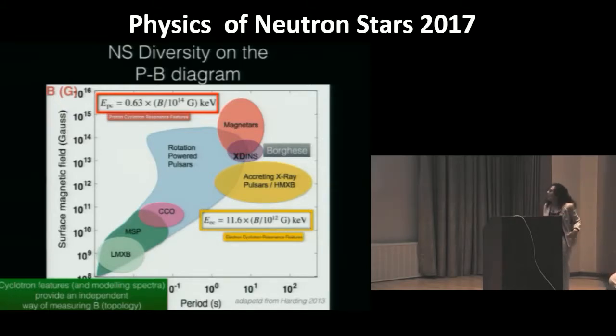All right, thank you. And so this is, again, showing this diversity, where the magnetars and CCOs are on the other side with respect to the rotation powered pulsars. And the point here is that we can measure the magnetic field differently. Instead of using timing measurements, we can use cyclotron features, as done for the accretion powered pulsars or high-mass X-ray binaries, to infer directly the magnetic field, which does not necessarily have to be the dipolar component. And that's important because it gives us insights on the magnetic field topology.